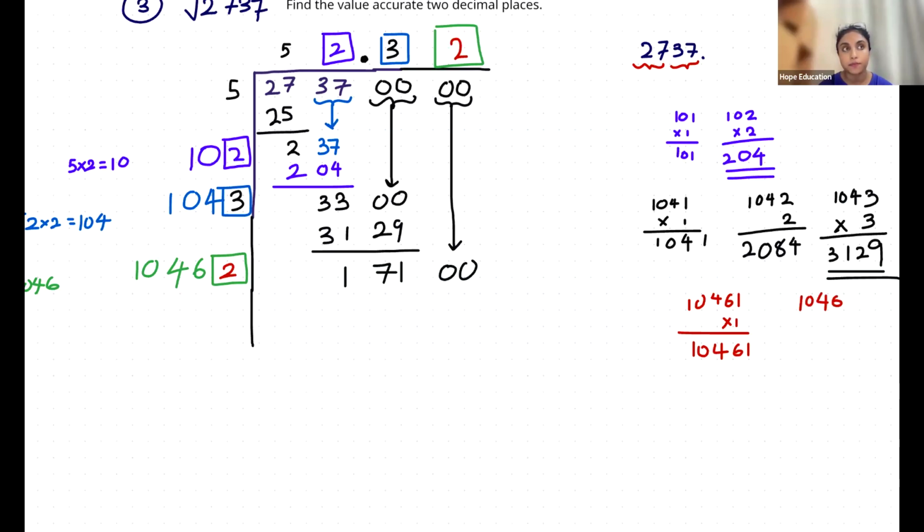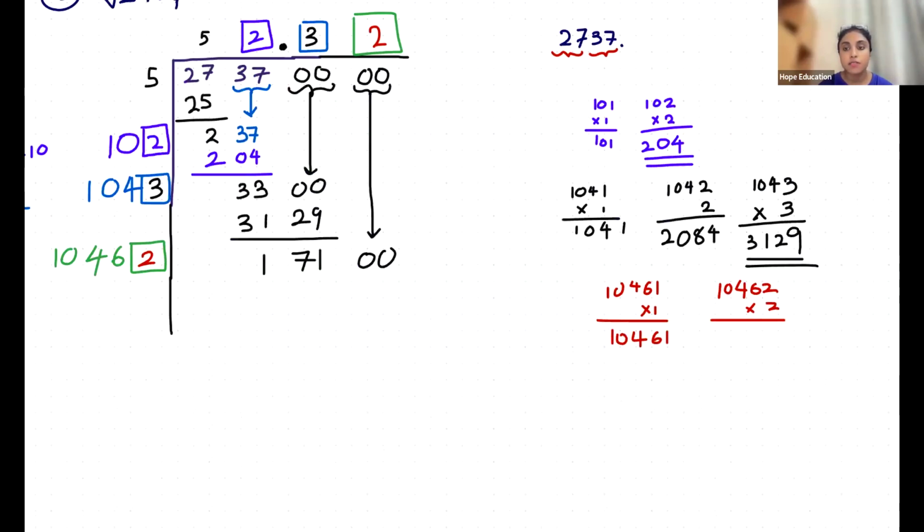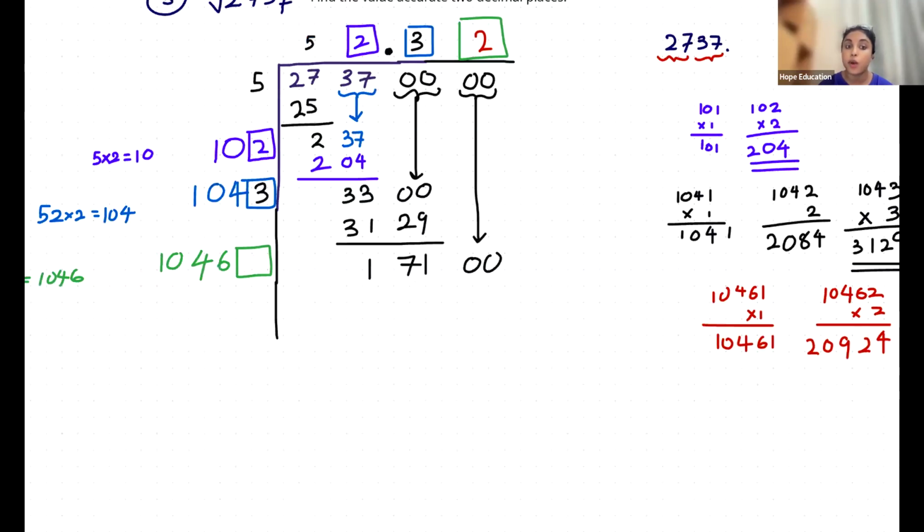1046 times 2. So, 2 times 6 is 12. 2 times 4 is 8 plus 1, 9. 2 times 0 is 0. 2 times 1 is 2. That is 2092. That is too much, right? What we want is 1710. So that is definitely too much. Therefore, 2 does not work, and we should put 1 here. Yes, I got many answers with 1, so that's good. Others also, good try.